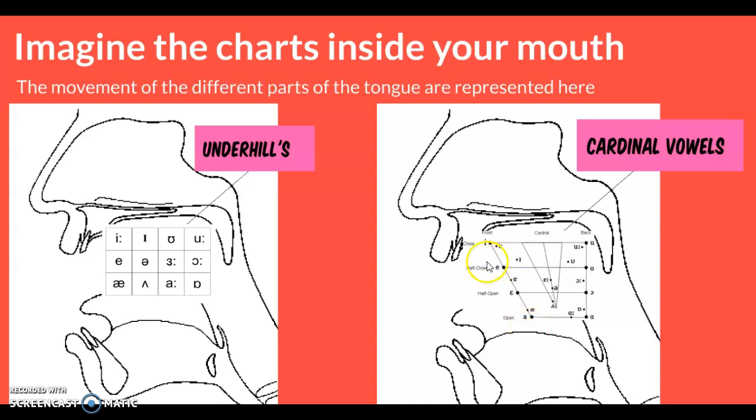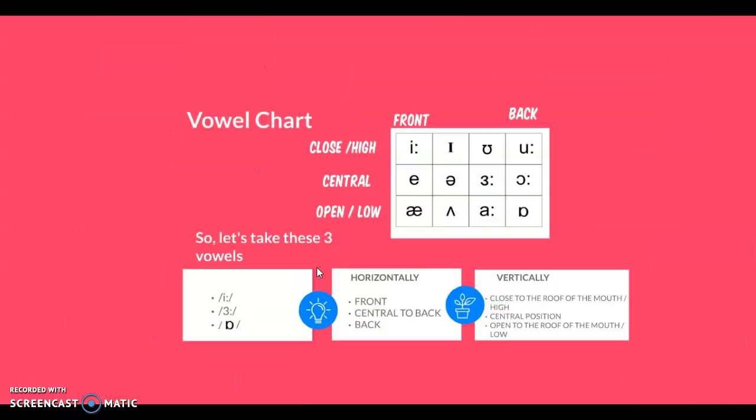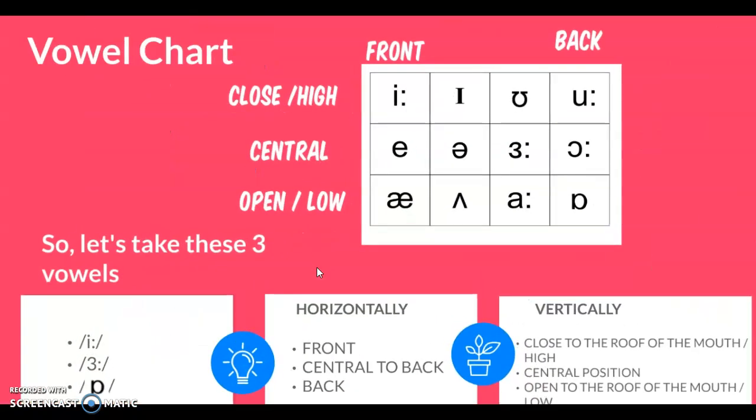Now we're going to see what cardinal vowels are, but what you have to take into account is that both charts represent the different ways in which the tongue moves to produce the different vowels. Remember that the tongue moves horizontally and vertically, and it's not a fixed organ. The different parts of the tongue move to produce the different sounds. So sometimes you can use the tip of your tongue, the front, or the blade.